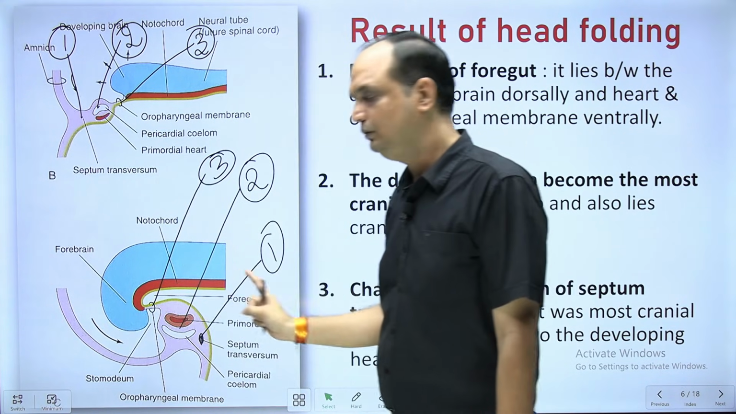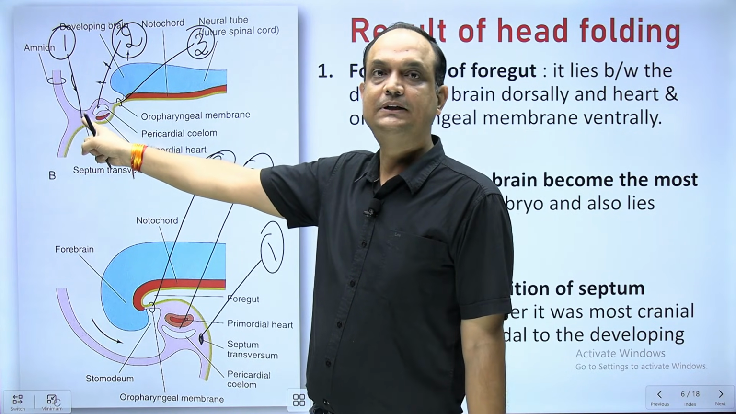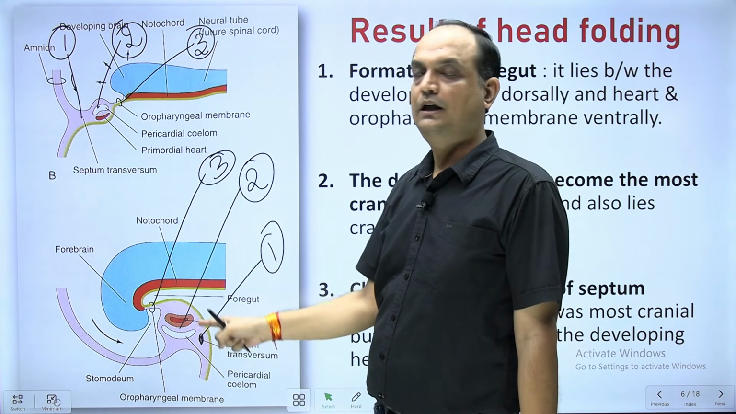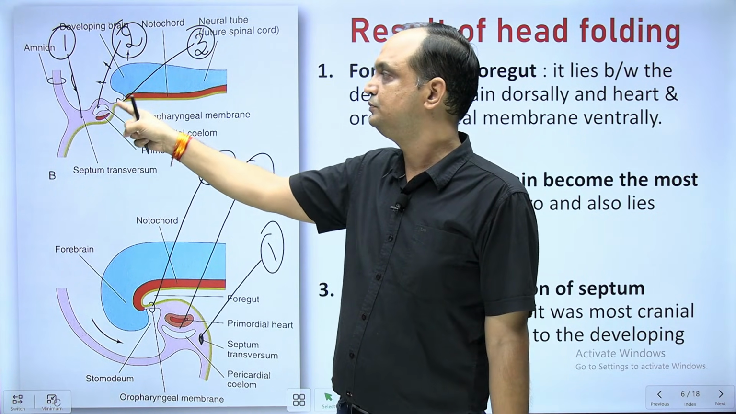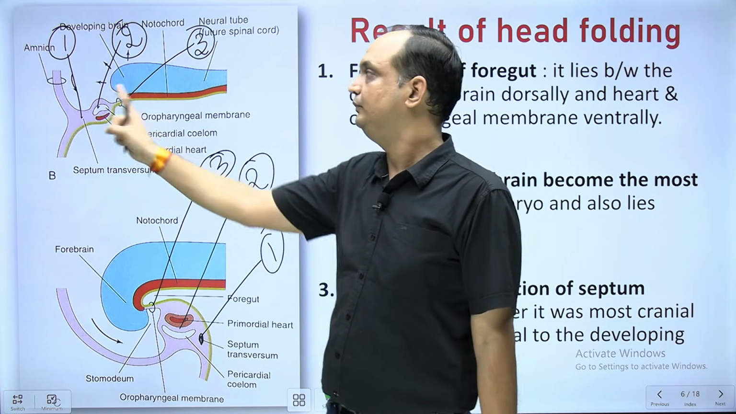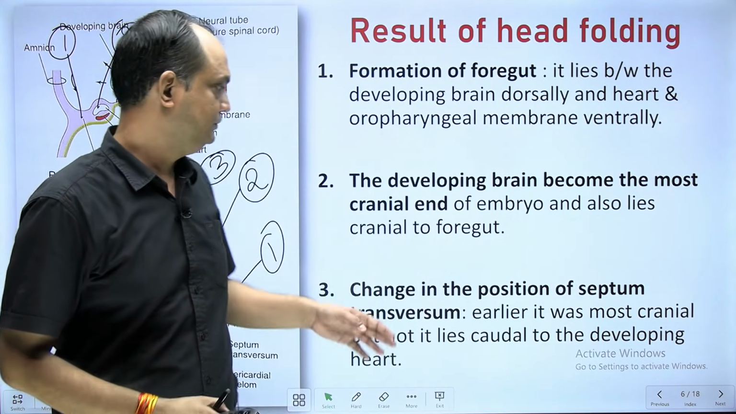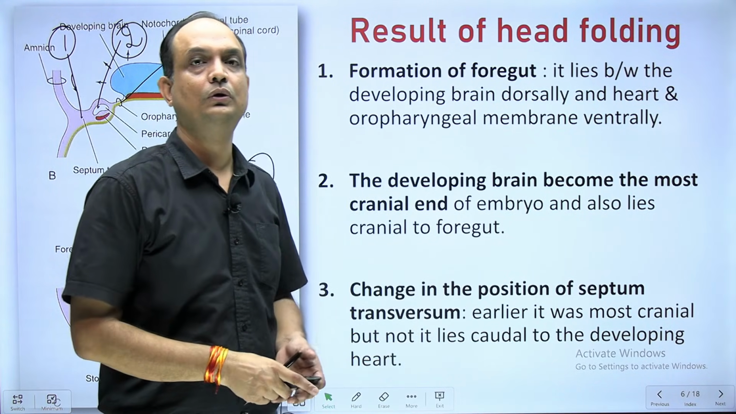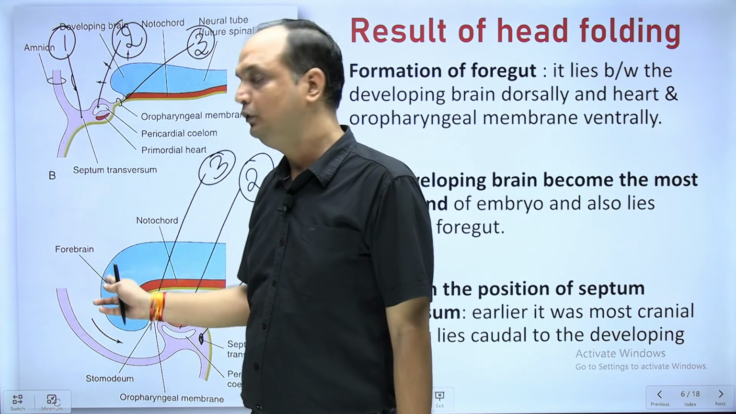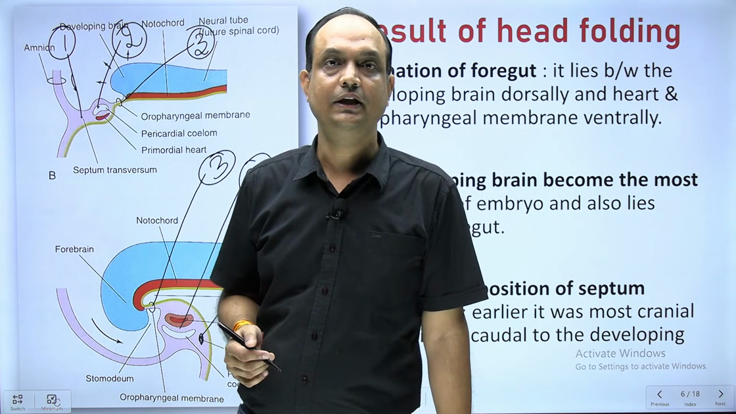Here, what is the cranial to caudal? 3, 2, 1. That means this number one, the septum transversum, which was most cranial, now comes posteriorly. Now, this is number three, which was most posterior of the three, now comes anteriorly. So, it is 1, 2, 3, and this will become 3, 2, 1. So, the septum transversum position is changed. Now, it is no more the cranial most structure after the formation of head folding, and the forebrain or developing brain is the most cranial structure after head folding.